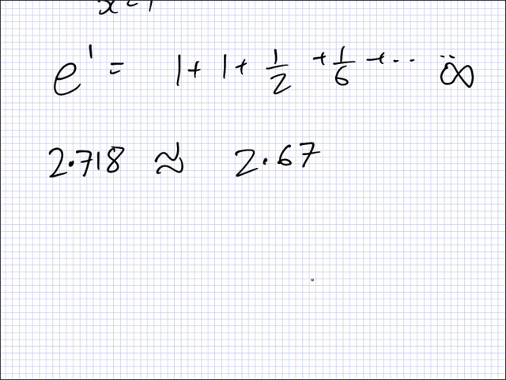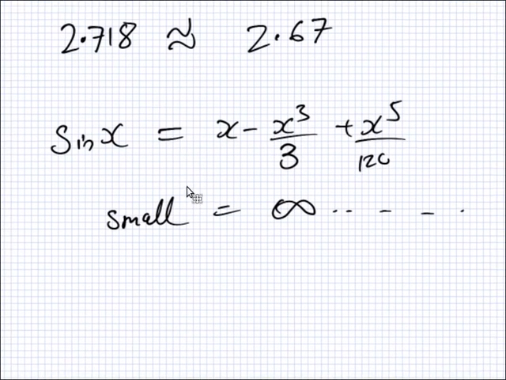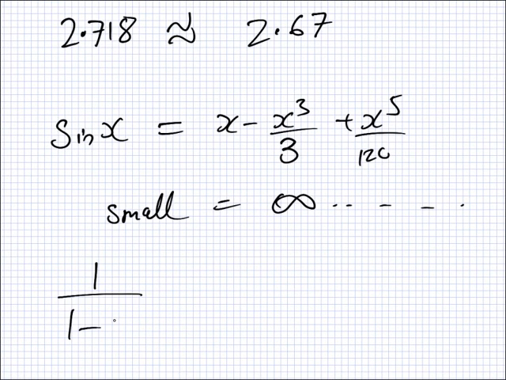Have you seen this before? No. Here's another one for you. You can say sine x is equal to x minus x cubed over 3 plus x to the 5 over something, I don't remember, like 120 or something. You can write something which is small into something which continues. And you did this in semester 1, do you remember?